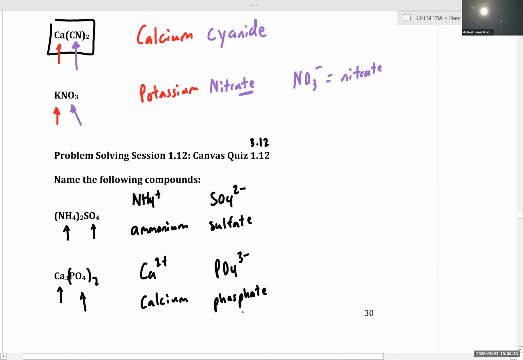The only tricky part of these types of problems is that you have to be able to effectively name the polyatomic anions. Any questions on these examples? Let's do a few more of these examples.